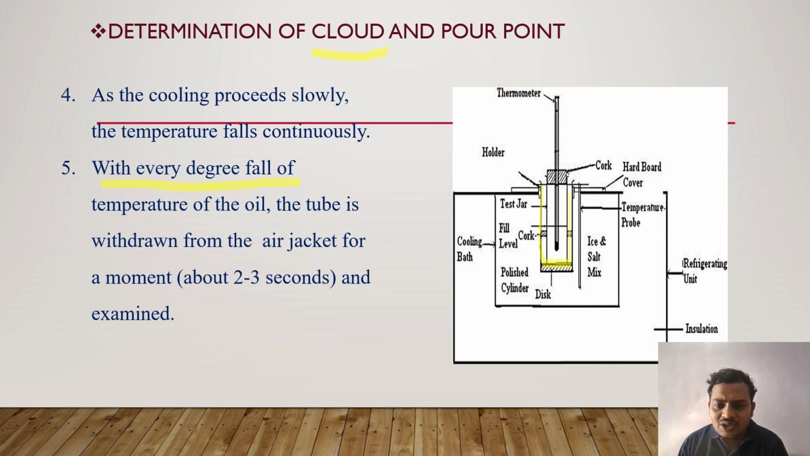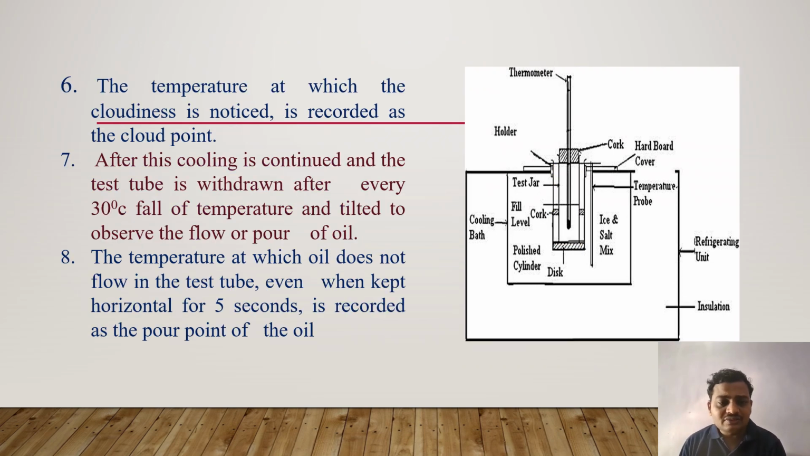So with every 1 degree fall in the temperature, we have to take out this test tube for 2 or 3 seconds and see whether that oil is appearing hazy. If it appears hazy, that is recorded as the cloud point. Once we get the cloud point, further cooling is done. The temperature at which we get the cloudiness is recorded as the cloud point.